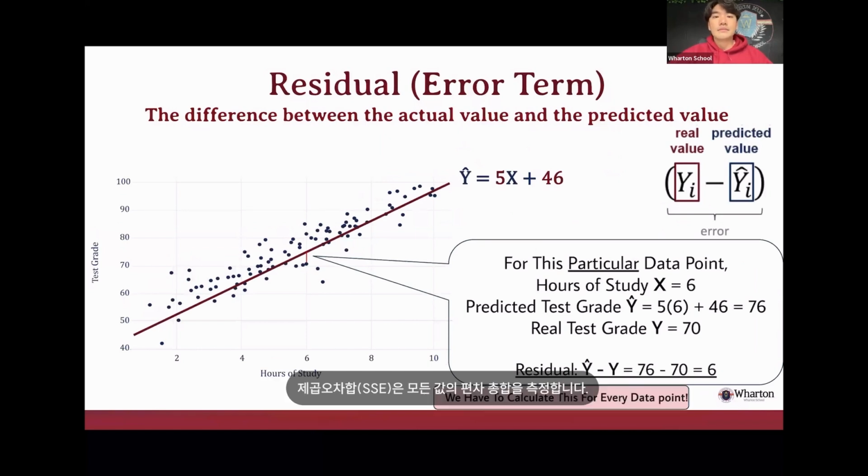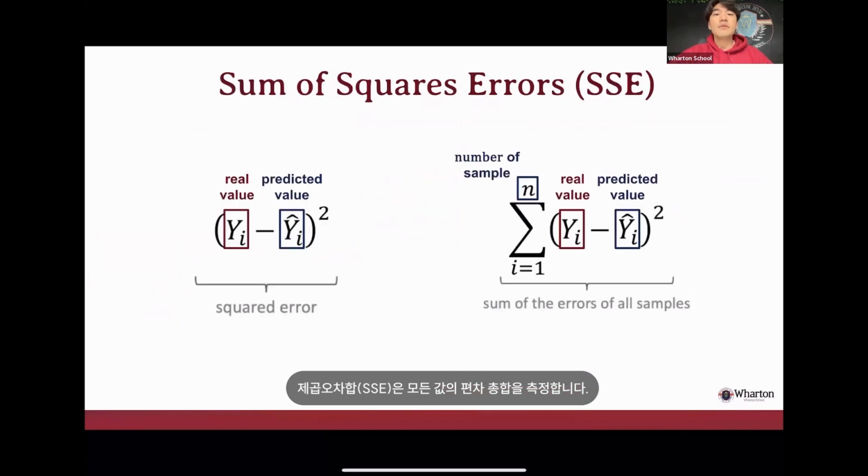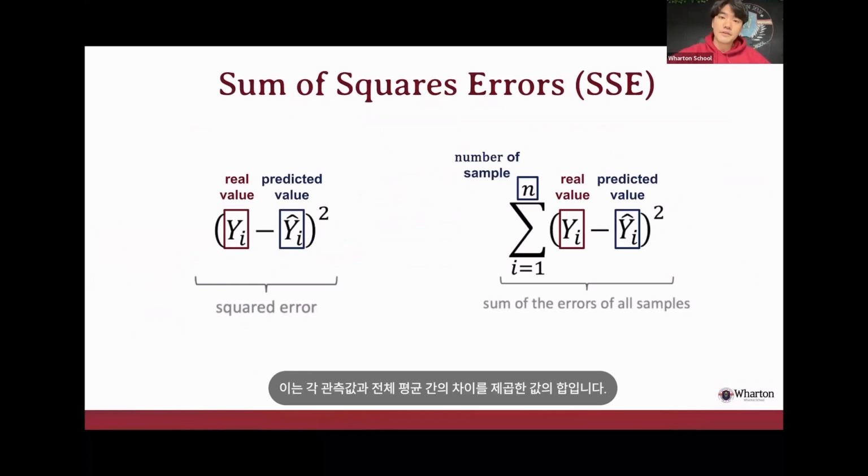Next, the sum of squared errors, SSE, measures the total deviation of the response values from the fit to the response values. It's the sum of the squared differences between each observation and the overall mean. So a smaller SSE indicates that our model better fits the data.